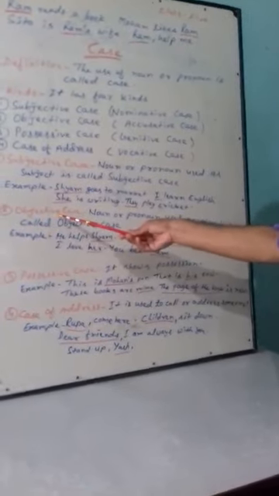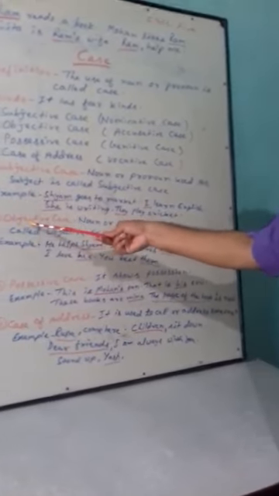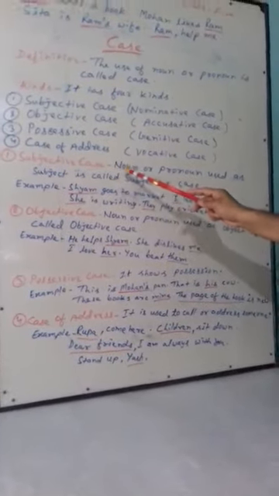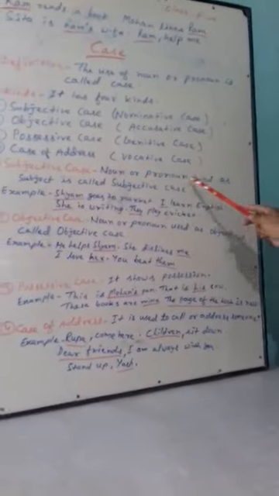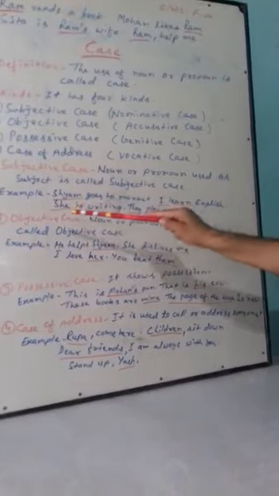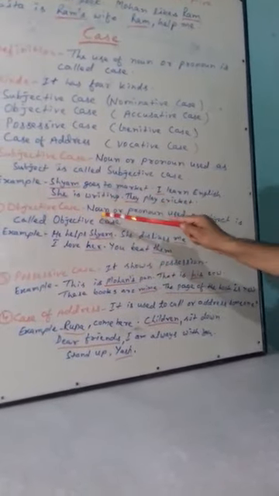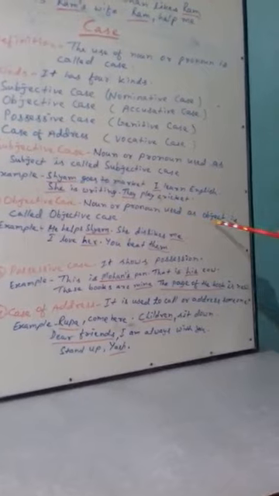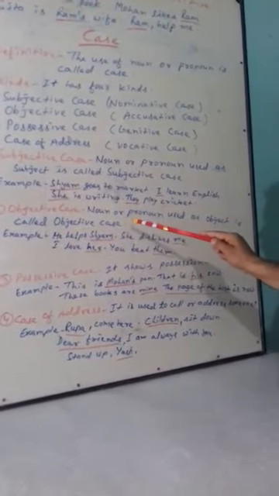Now we should come to objective case. If you see the name objective case, we find that it is made of object. As in the subjective case we saw that noun or pronoun is used as subject, in objective case noun or pronoun will be used as object. So noun or pronoun used as object is called objective case. So when any noun or any pronoun is the object of any sentence, that word is in objective case.